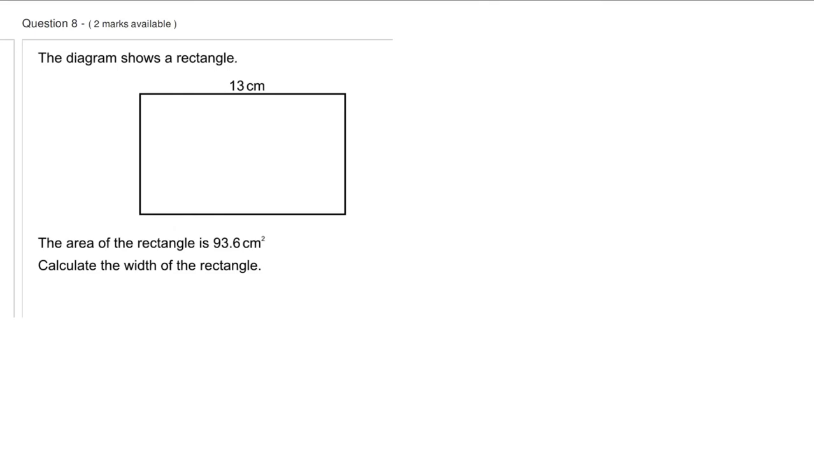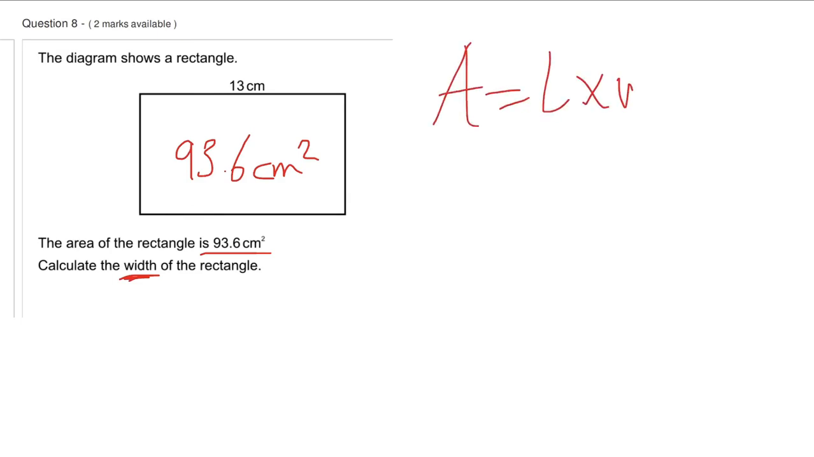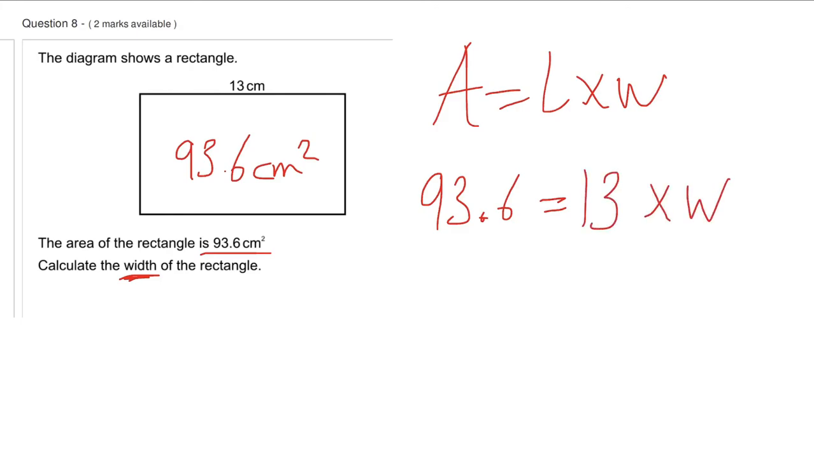Now moving on to question 8, we have a rectangle. We are given the area, which is 93.6 centimeters squared, and we are asked to find the width. So we start off by writing the equation to find the area of a rectangle. So area is equal to length times width. We have the area and we have the length, so let's put that into the equation. That's 93.6 is equal to the length, which is 13, and the width we don't know, so we are going to leave it as W.